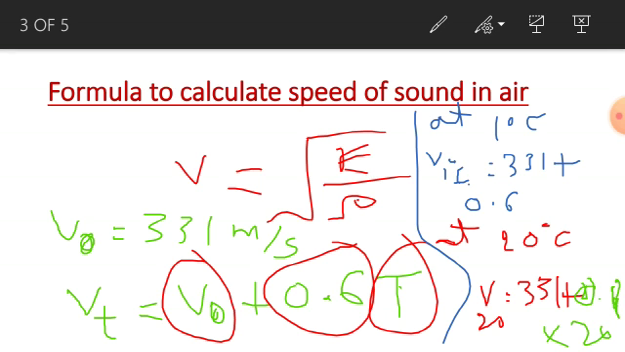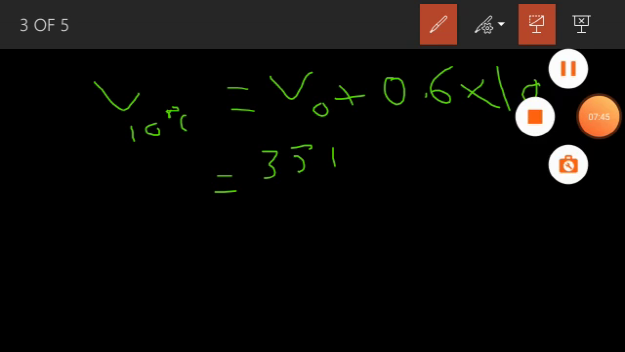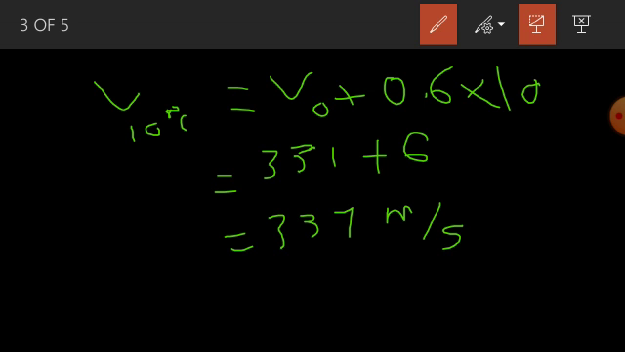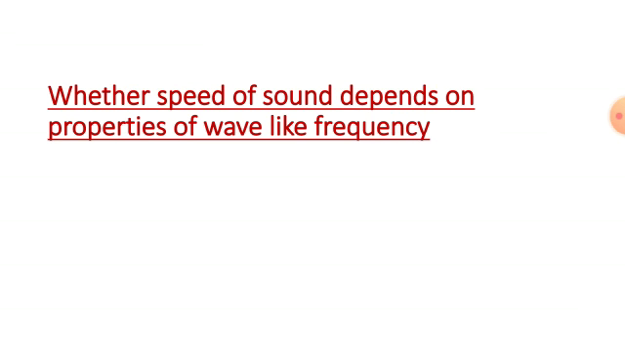So if you have to find the speed of sound at, let's suppose 10 degree centigrade, then how can you find it? Speed of sound at 10 degree centigrade, you will say that speed at 10 degree centigrade will be equal to speed at 0 degree centigrade plus 0.6 multiplied by T, that is 10 degree centigrade. So speed at 0 is 331 plus 0.6 into 10 will be 6, and it will be 337 meters per second. So you can find speed of sound at any temperature in the air. This is the formula to calculate the speed of sound at any temperature.